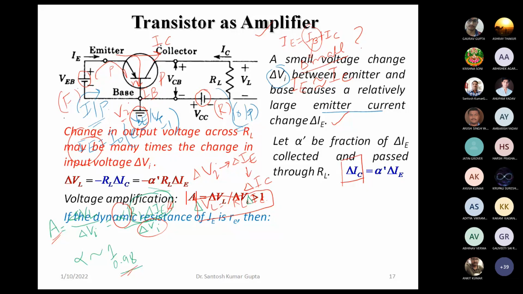One more thing we can relate here is that the emitter junction is forward biased. So this may be assumed to give a dynamic resistance Re. The dynamic resistance Re we have defined as delta Vd upon delta Id. So this can be defined as 1 upon delta Id upon delta Vd.